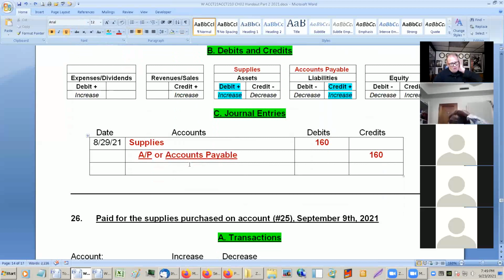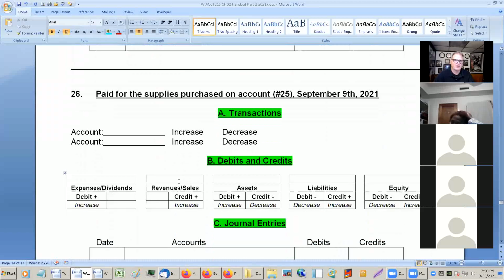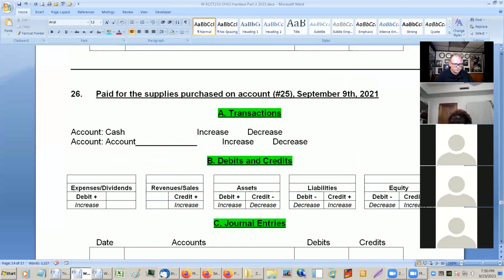Okay. Down here, paid for the supplies purchased on account at number 25. So what will we do for that one? Cash and accounts payable. Good. Okay, so cash is a decrease, and accounts payable, or AP, it would increase.